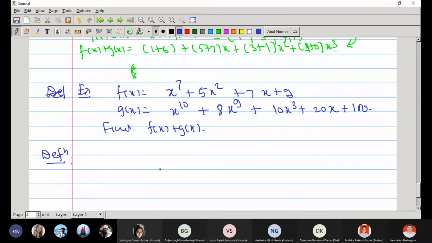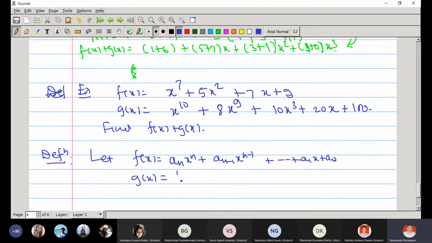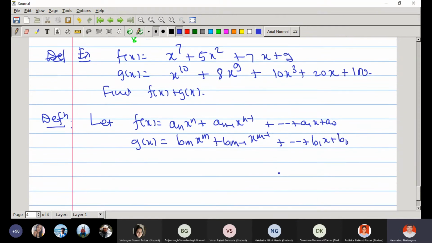So let f(x) be equal to an x raised to n plus an minus 1 x raised to n minus 1 plus a1x plus a0, and g(x) is equal to bm x raised to m plus bm minus 1 x raised to m minus 1 plus b1x plus b0, right? So these coefficients are distinct, that means these two are different polynomials.